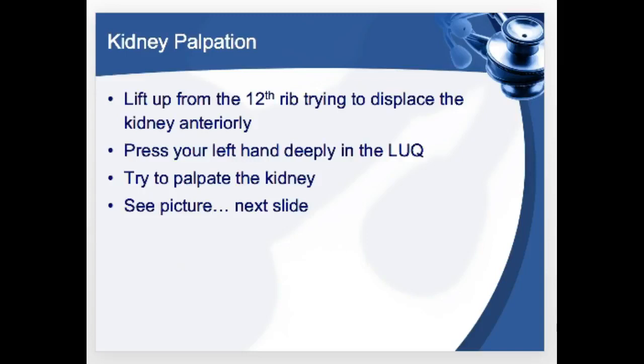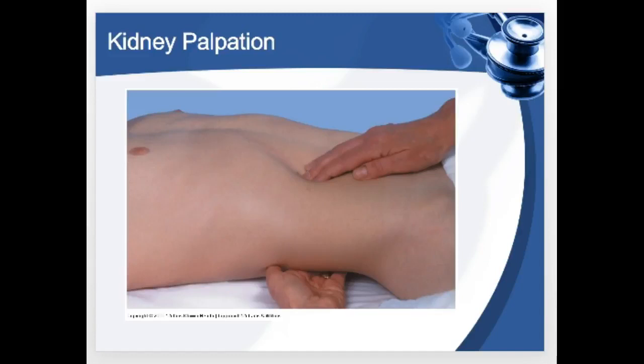So when you are palpating the kidneys, you want to lift up from the 12th rib and try to displace that kidney anteriorly. You're pressing up with your back hand, and then you're pressing deeply into the quadrant with your upper hand. So here's a picture of it. With your non-dominant hand, you're pressing up, and then you're pressing down, trying to palpate or blot that kidney.